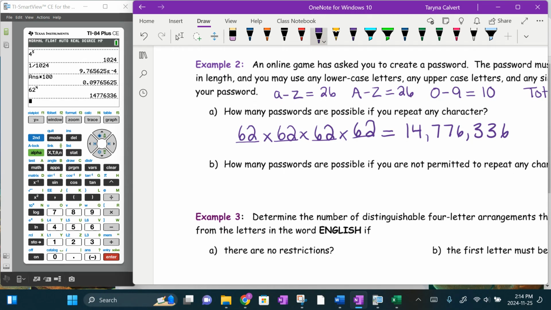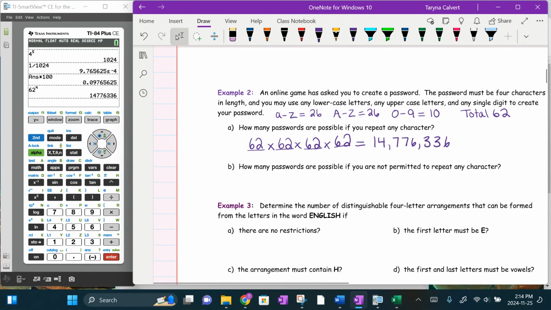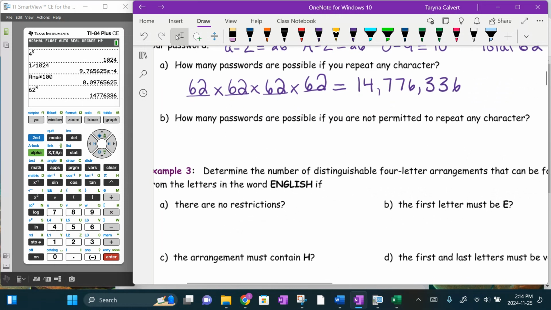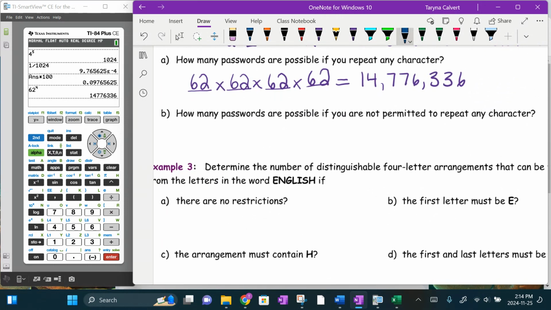Okay. All right, so then next one, it says how many passwords are possible if you're not permitted to repeat any character. So the only difference now is that every single number, the first one will still be 62. But then every single one after that will go down by 1, right? Because again, does it matter where I start here? No. If it doesn't matter where I start in my choices, I always just start on the left.